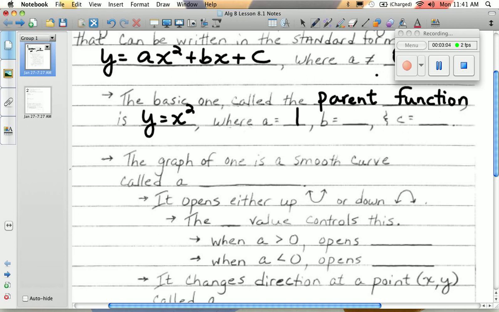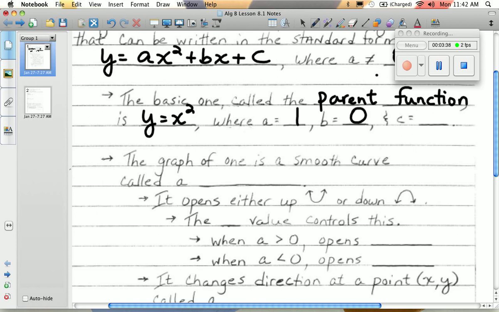Remember when we were factoring quadratic trinomials? And we said, what does a equal? If a is equal to 1, then we just get to use the diamond method. If a is equal to something other than 1, then we had to do the diamond method and factoring by grouping. Well, here a is equal to 1. What's our b equal to? Are there any x's? No, there's just some x squareds. There are no x's. So what would you have to multiply x by to make them go away? 0. So b is equal to 0.